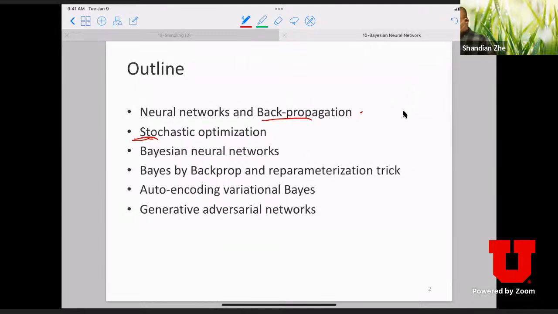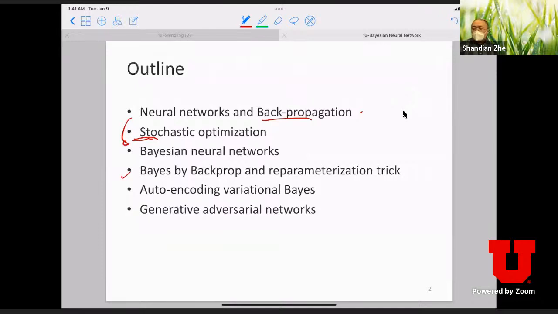Then we will generalize neural networks to Bayesian neural networks. So we will see what we mean by Bayesian neural networks, and how you introduce probabilistic modeling, the probabilistic framework, into neural networks. And then we will introduce one classical, popular posterior inference, or Bayesian inference, method for Bayesian neural networks, which is called Bayes by backpropagation.